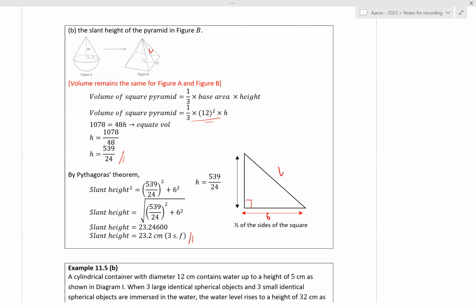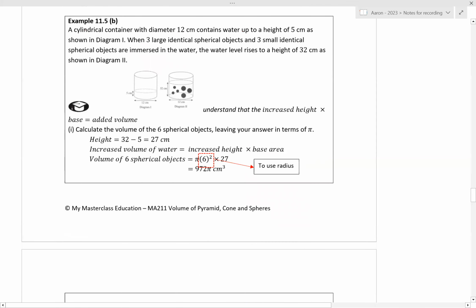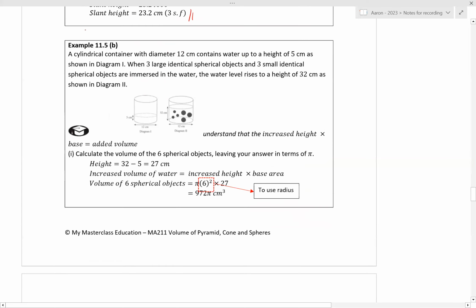Okay, lastly, we move on to another scenario. This scenario is slightly different, but the concept is using the change in volumes as well. You have a cylindrical container with diameter 12 cm that contains water up to a height of 5 cm, as shown in diagram 1.